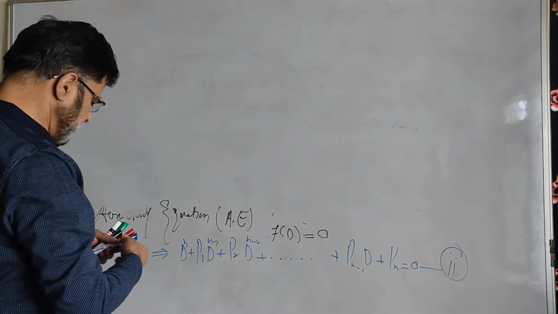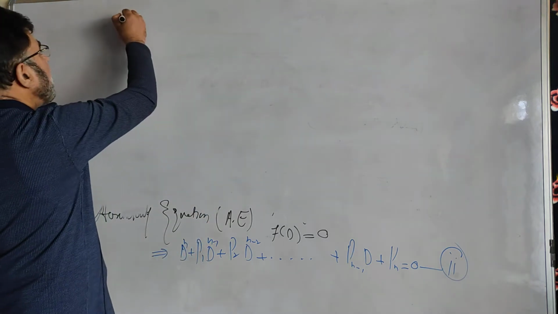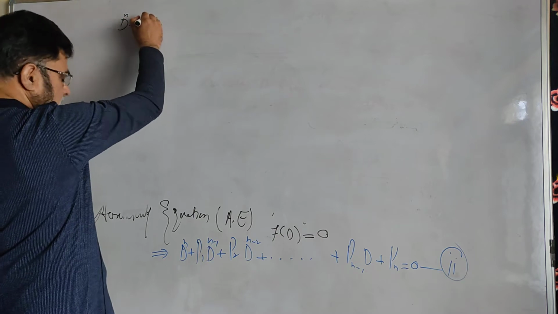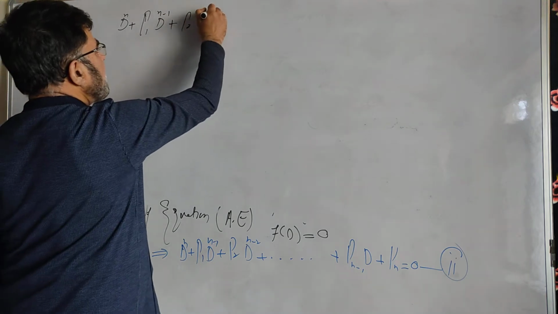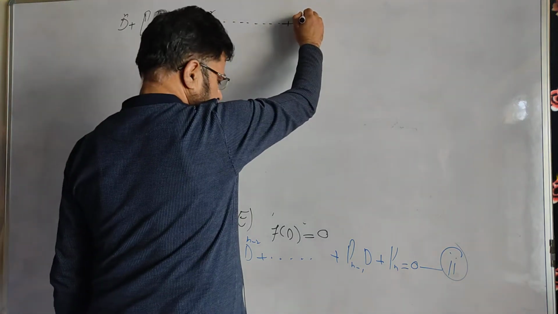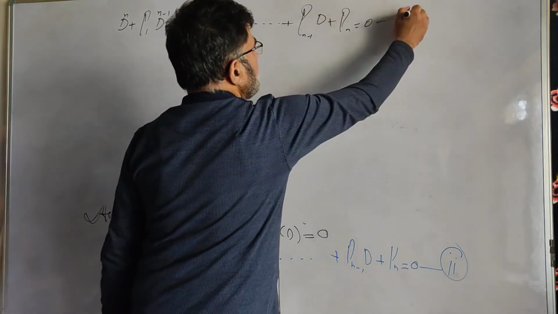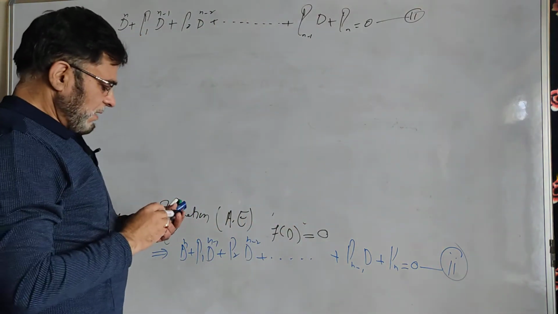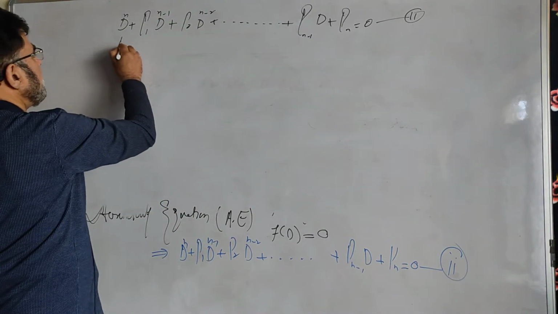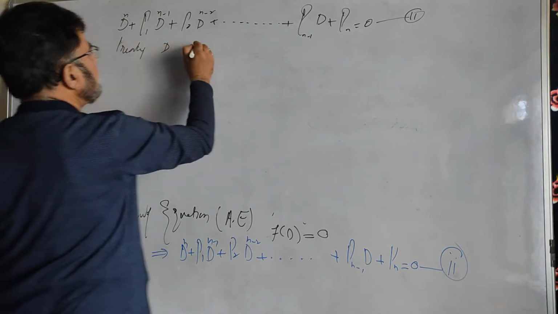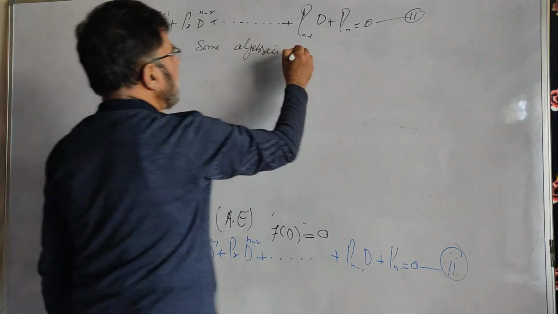I will again write this equation second. If it is not visible, it is at the bottom. It is D^n + p1 D^(n-1) + p2 D^(n-2), and so on, up to p(n-1) D + pn = 0. This is the second equation. It is an nth degree equation in D, treating D as some algebraic quantity.